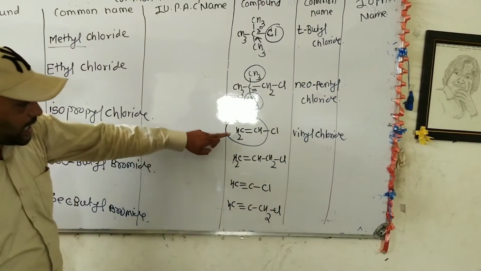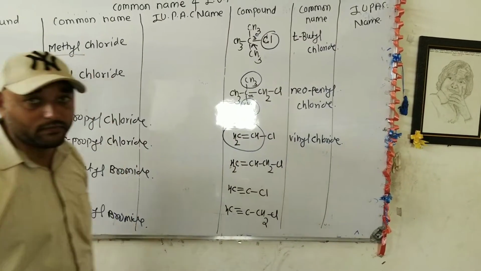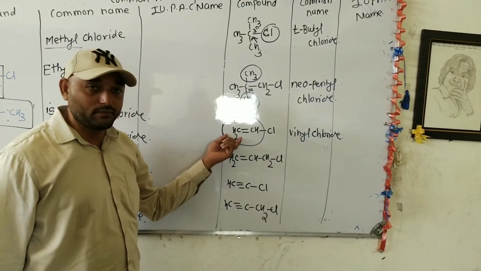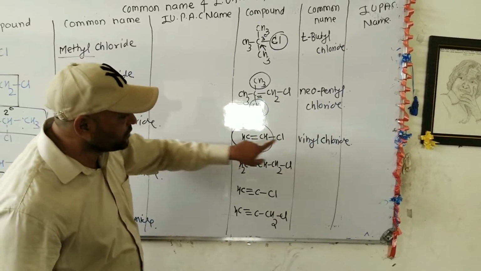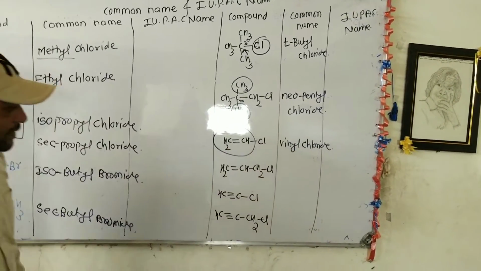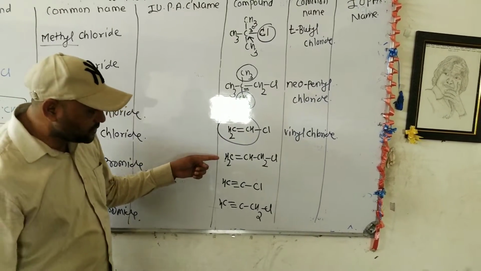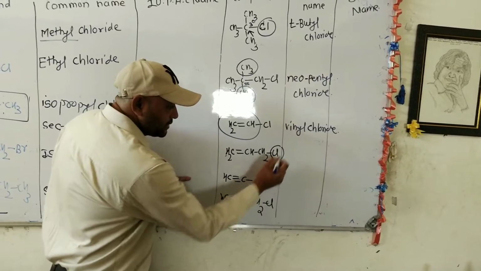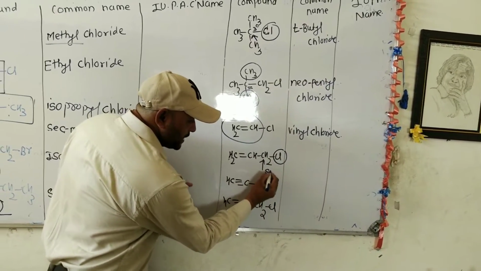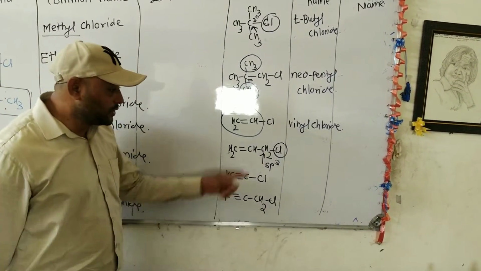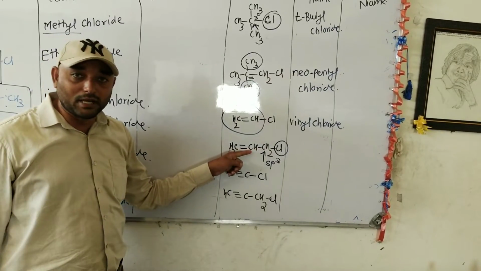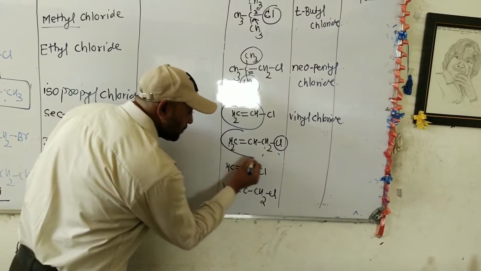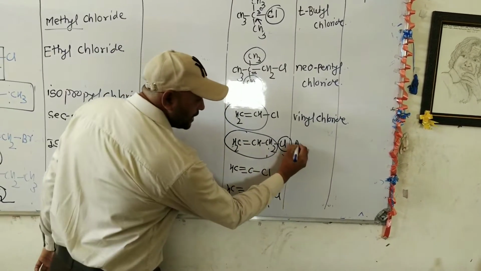So this is called vinyl chloride. Vinyl chloride comes under haloalkene. What is the common name of this compound? Vinyl chloride. Next class of compound is one in which our halogen is attached to an sp3 hybridized carbon, which is next attached to a carbon-carbon double bond. So this group is popularly called allyl.